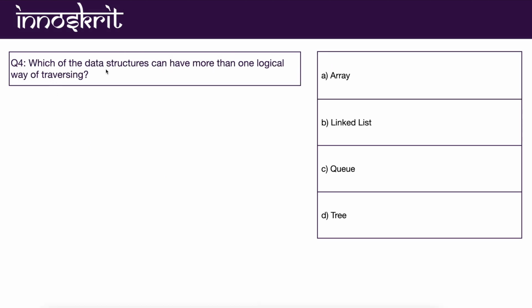Which of the data structures can have more than one logical way of traversing? Now see, an array can be processed using a for loop and a while loop, but that doesn't mean it has more than one logical way of traversing, right? Similarly, a linked list can be traversed using do-while and while loops also. That doesn't mean it is traversed in more than one logical way. We are talking about logical way. So the logic is the same.